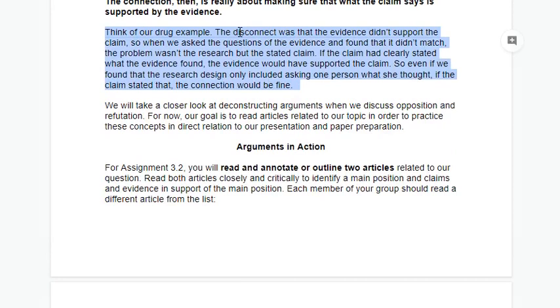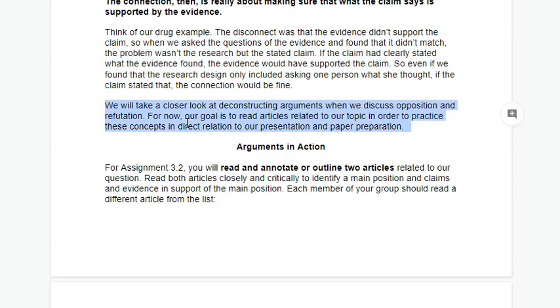Think of our drug example. The disconnect was that the evidence didn't support the claim, so when we asked the questions of the evidence and found that it didn't match, the problem wasn't the research, but the stated claim. If the claim had clearly stated what the evidence found, the evidence would have supported the claim. So even if we found that the research design only included asking one person what she thought, if the claim stated that, the connection would be fine.